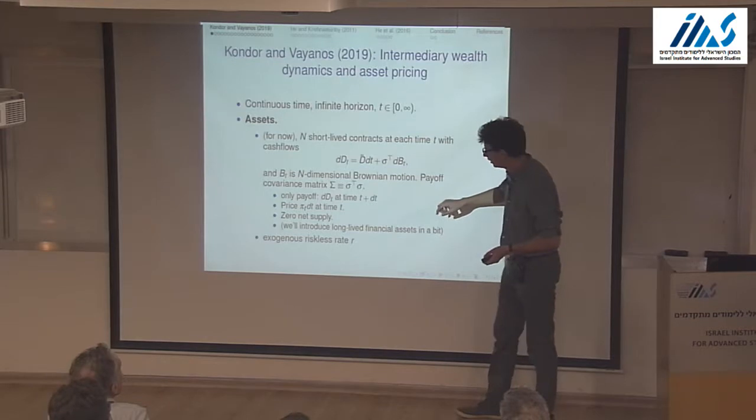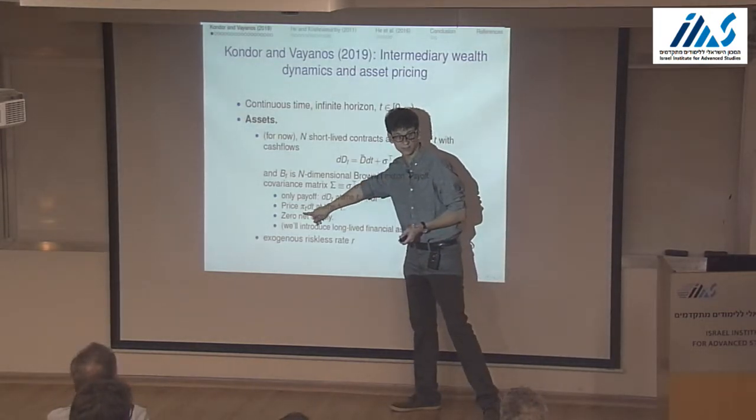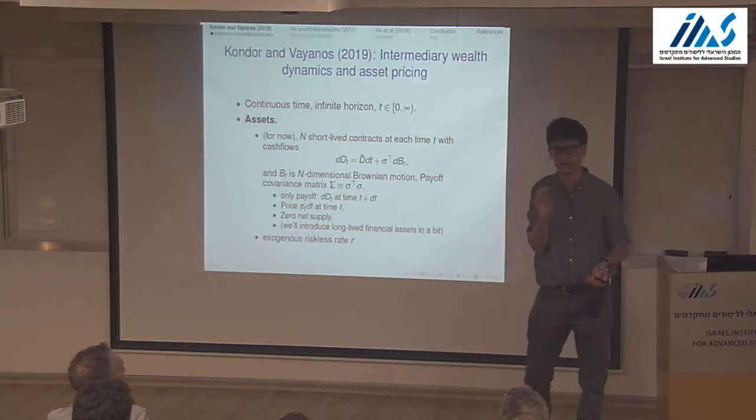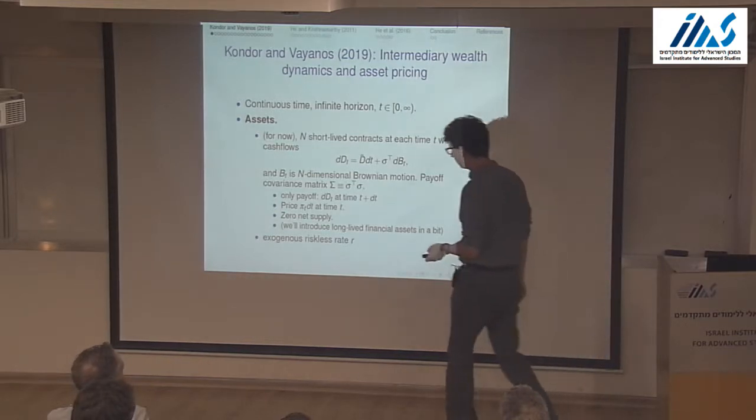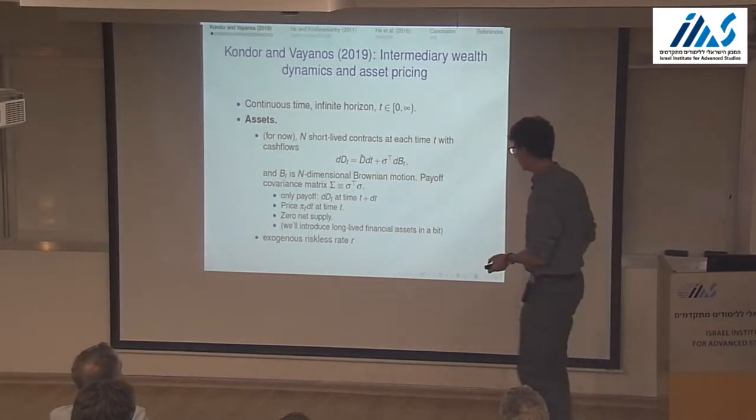And it will have a price, pi t. Okay, so that will be the price. This is the price, what in this equilibrium somebody is willing to pay for that asset which pays you one dividend in the next instant. We'll say it's zero net supply, so it's really like an insurance contract.